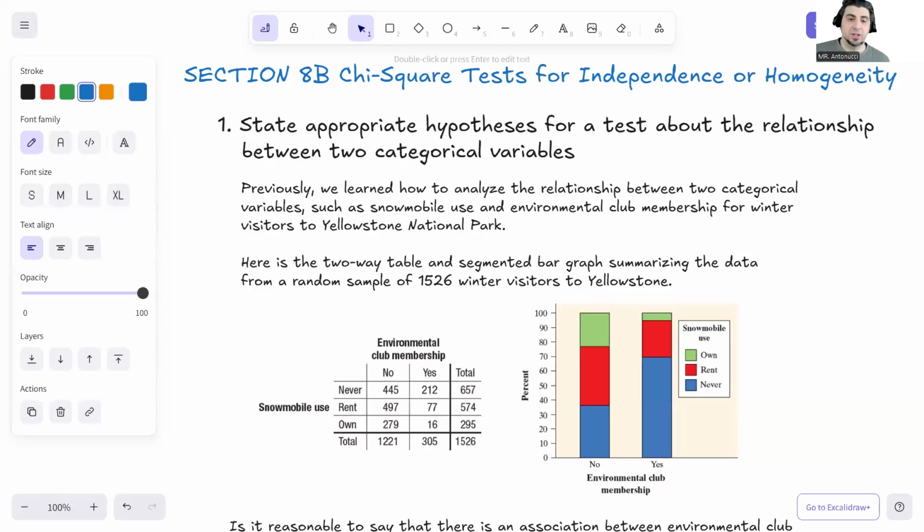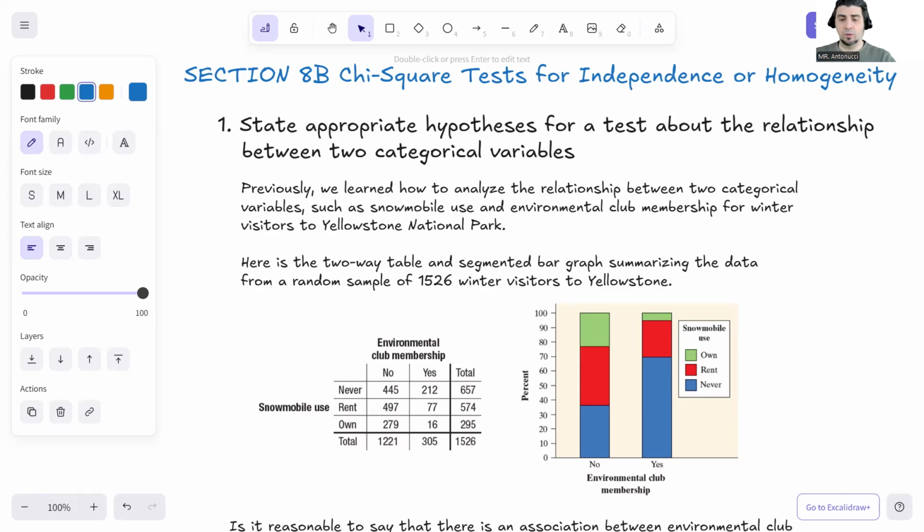All right, guys, Mr. Antonucci here, and we're jumping into section 8B, chi-squared tests for independence or homogeneity. And in this first part, we're going to look at how to state the appropriate hypothesis for a test about the relationship between two categorical variables. Previously, we learned how to analyze the relationship between two categorical variables like in the snowmobile use and environmental club membership for winter visitors to Yellowstone National Park.